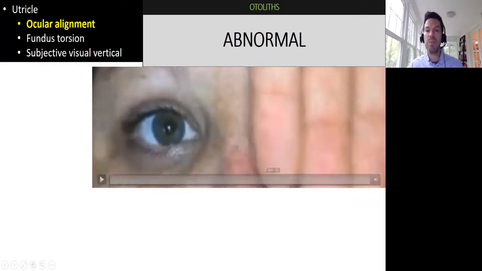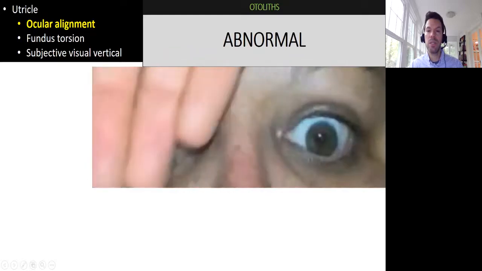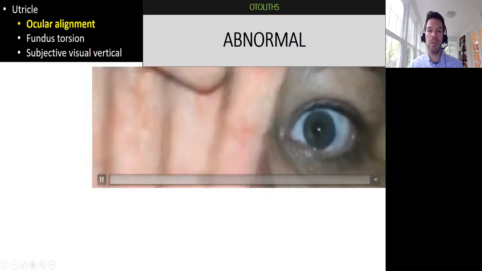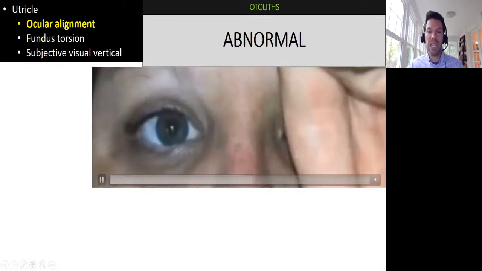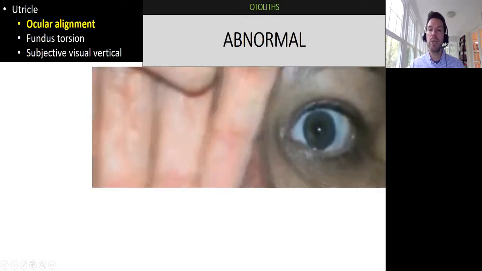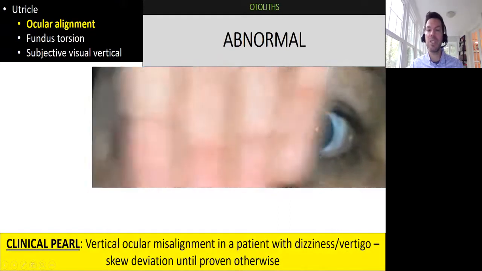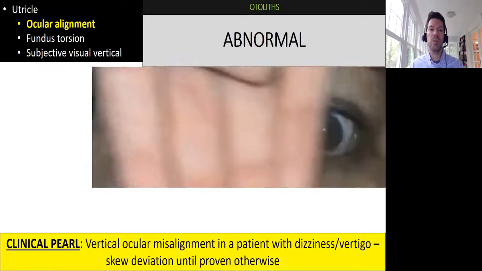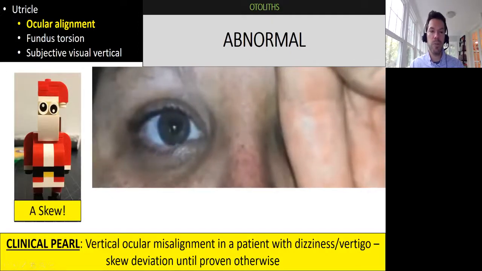This patient has a big skew deviation. So the left eye comes up, right eye comes down, left eye comes up, right eye comes down, left eye comes up, right eye comes way down. This is a big vertical ocular misalignment, which if you see this in an acutely dizzy or vertiginous patient, is a positive test of skew, an abnormal test of skew. This is a skew deviation until proven otherwise.